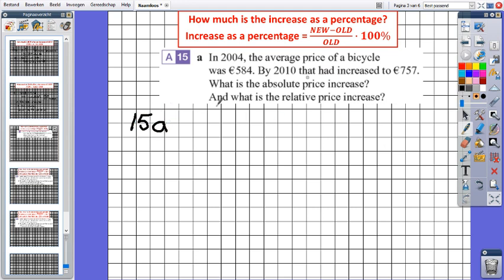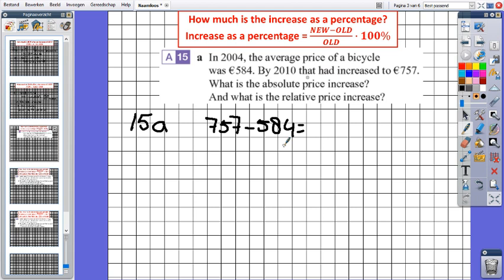Here they ask you to calculate the absolute price increase and the relative price increase. And remember, the absolute price increase is just doing new minus old, and it is in an amount. So it could be in euros or an amount of animals, etc. So if we're going to take a look at the absolute price increase, you can calculate it by doing new, which is 757, minus old, right? And don't use any percentages whatsoever.